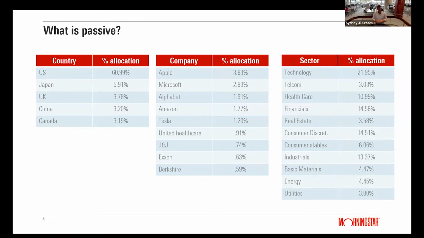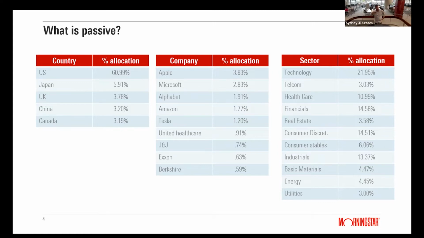Right? So we see that over 61% of that total value of all the shares in the world is in the US. You can obviously see the other allocations, but once again, it's going to be dominated by the US. So that's what it means if we truly invest passively.